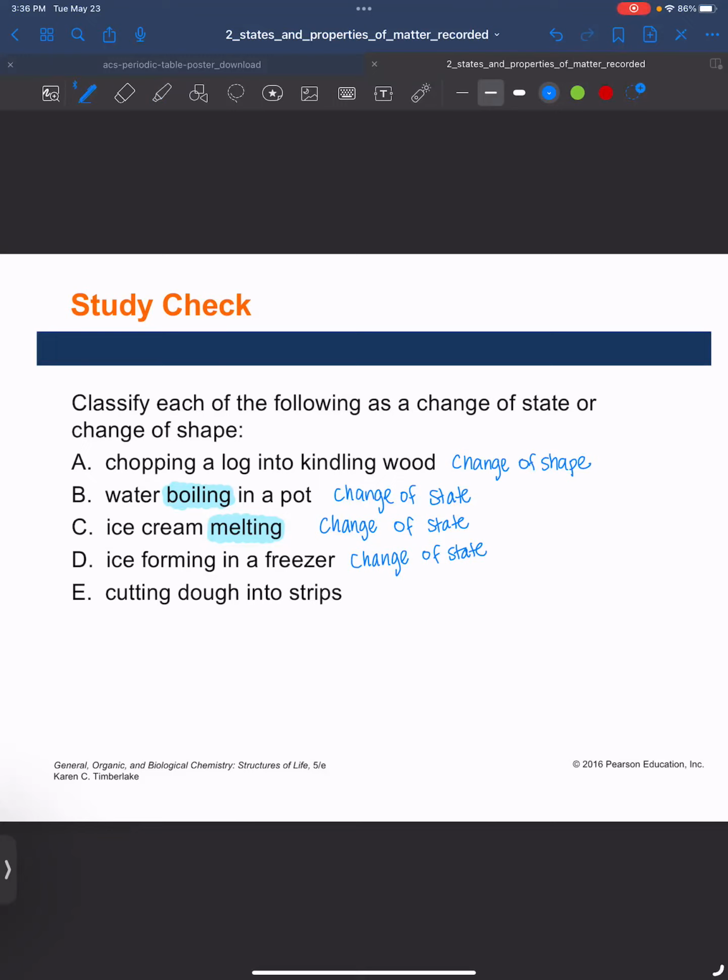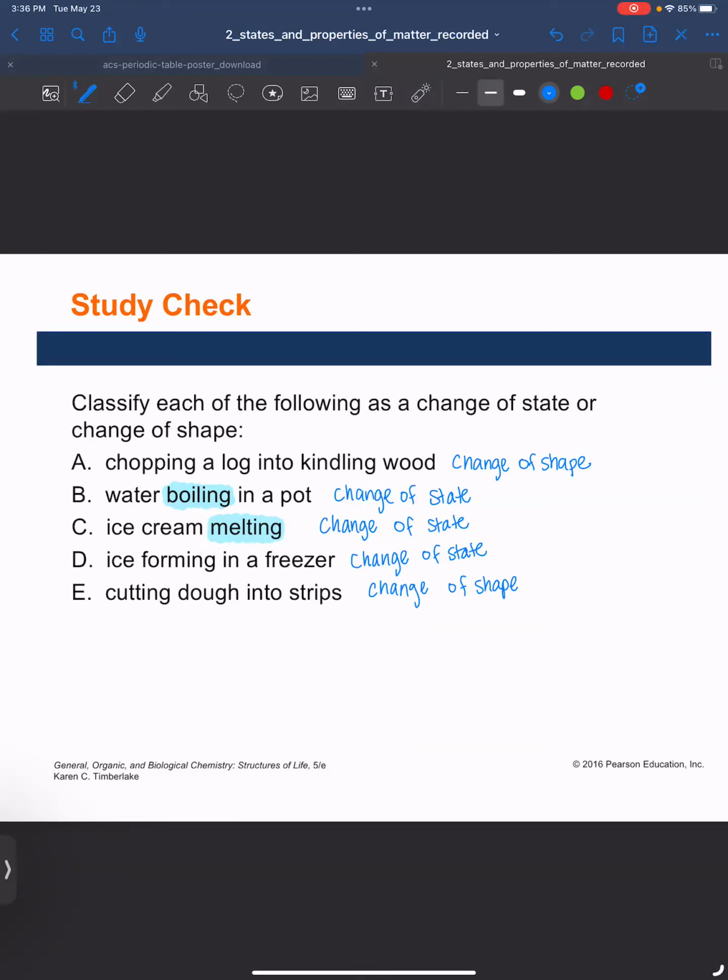And then finally, cutting dough into strips. Okay, that's just a change of shape. Nothing else is taking place with the dough. We're not baking it yet. We're just cutting it into strips. So we're just changing the shape.